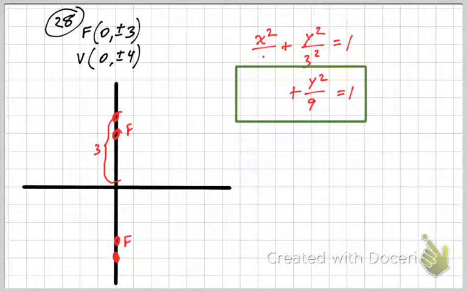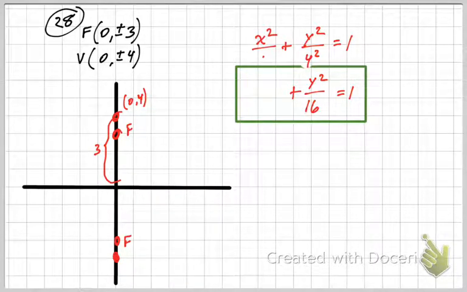Have I lost you at all so far? In the y direction I went 3, so I put it under the y, and 3 squared is 9, right? Are you going from the foci or the vertices? The vertices. The vertices tell me the number A or B. The vertex is 4, so you're absolutely right. 4 squared is 16. I agree with you, because that is 4.